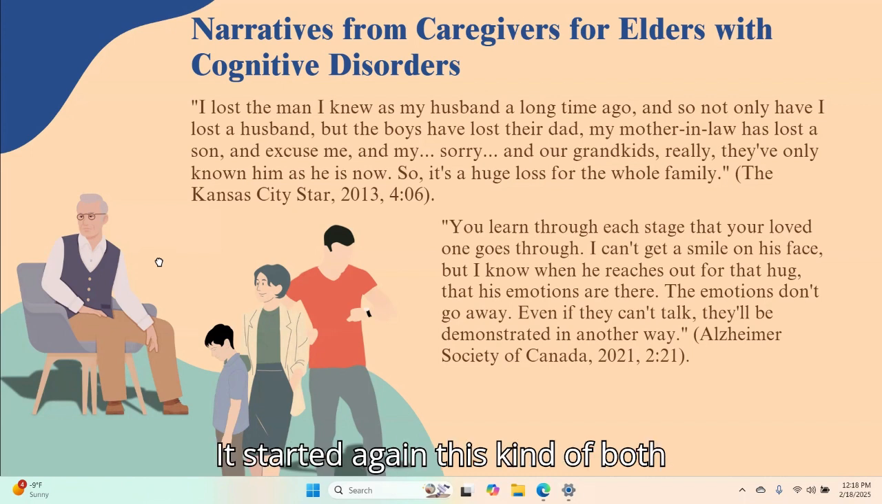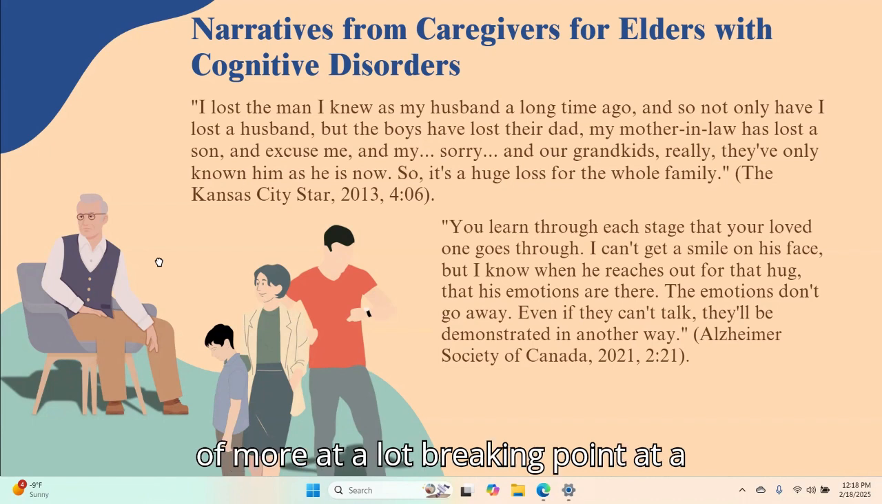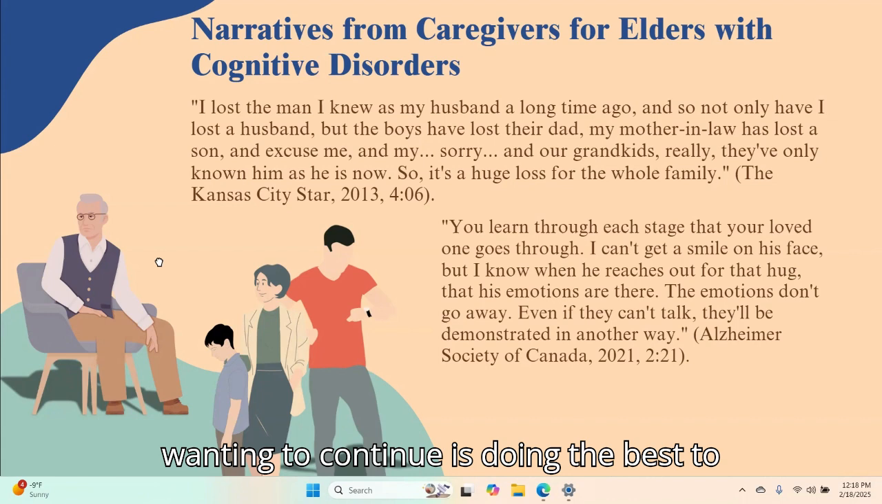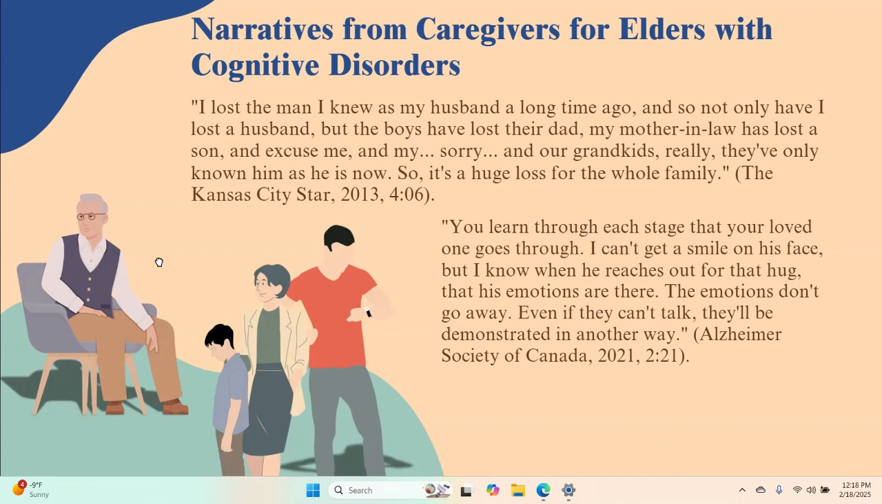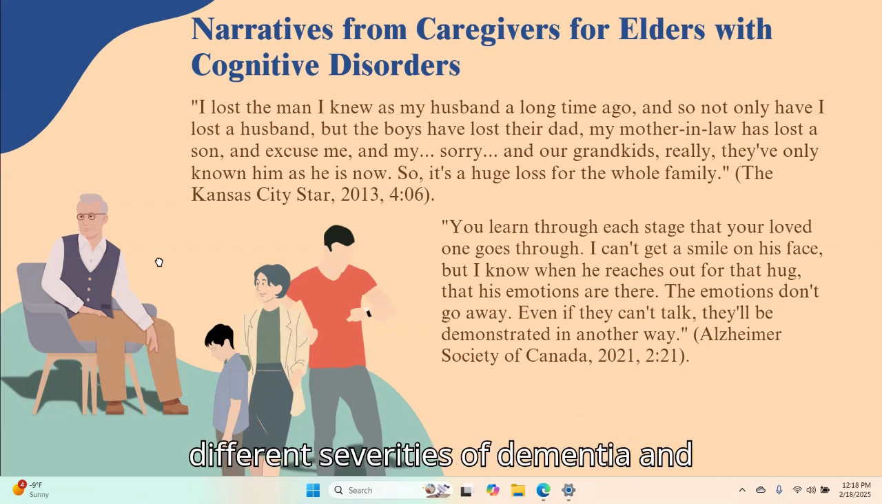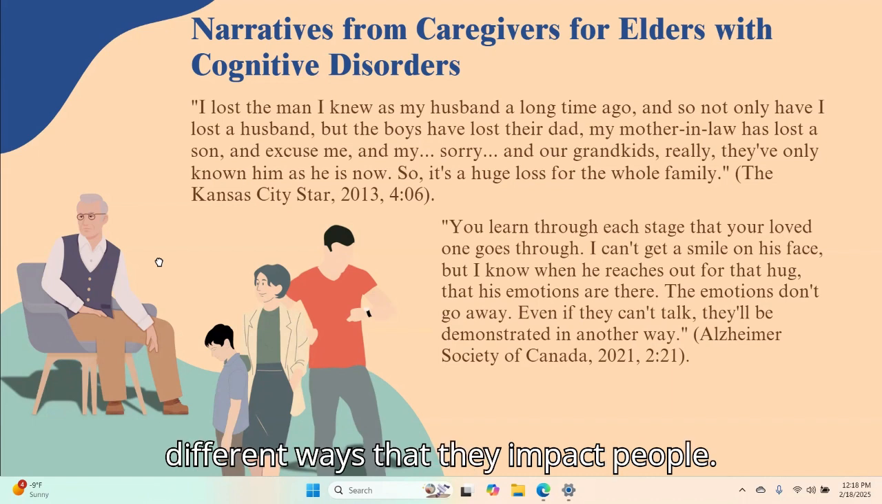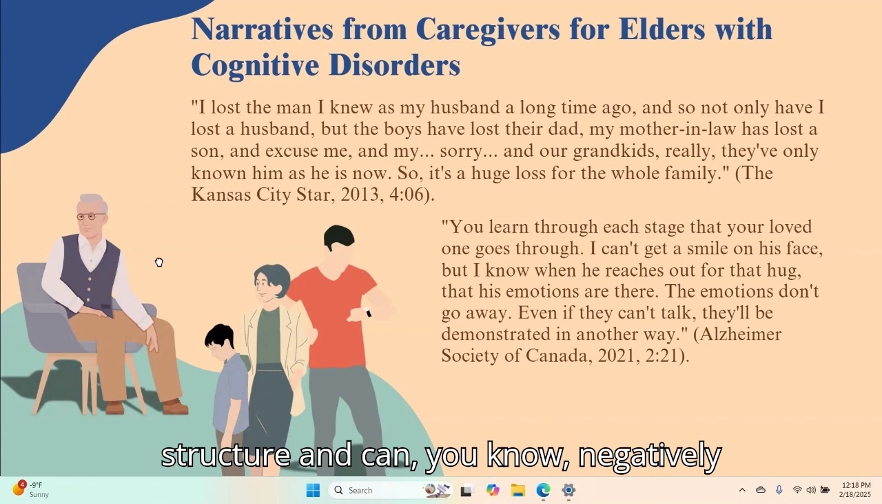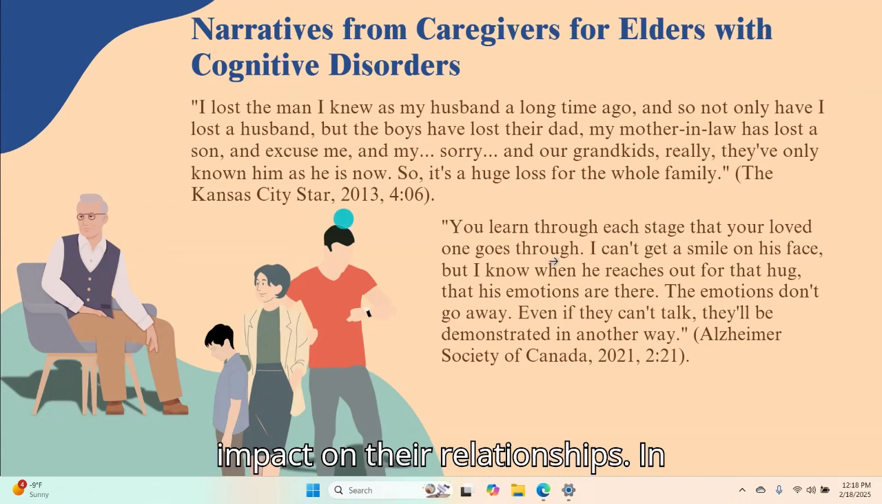Again, these show different reactions in how each caregiver perceives things. One is more at a breaking point, at a loss. The other one is more accepting, wanting to continue, and doing their best to be understanding. Different individuals are going to react in different ways because, again, there are different severities of dementia and different ways that they impact people. So, again, it distorts the whole family structure and can negatively impact their relationships.